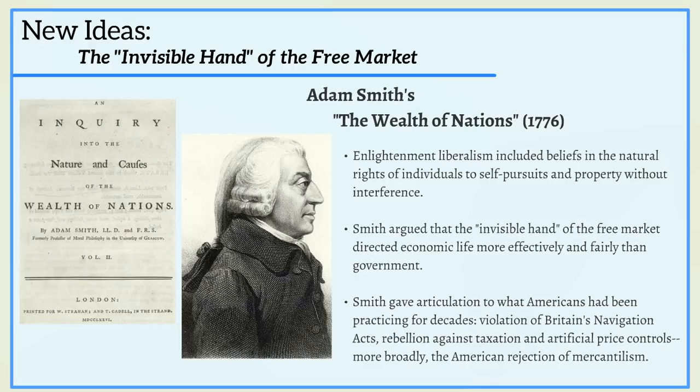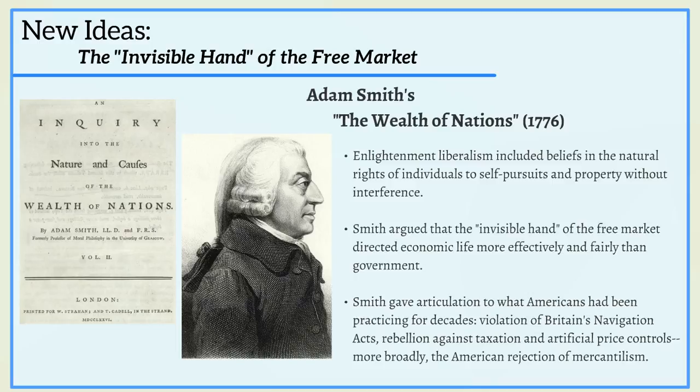It's kind of like the original Bible for capitalist thinking. Adam Smith is a classic Enlightenment thinker. He is a believer in liberalism. And what he argues in The Wealth of Nations is that individuals have inherent natural rights to pursue their self-interests and to acquire property and wealth without any interference.